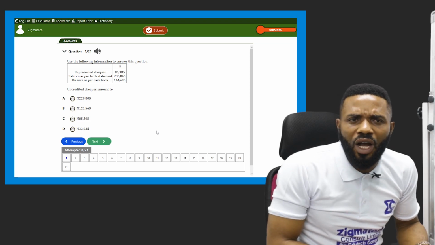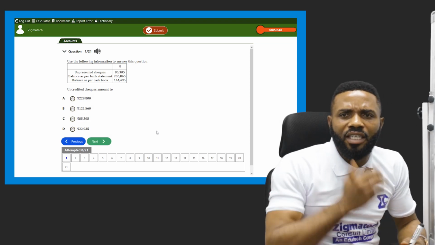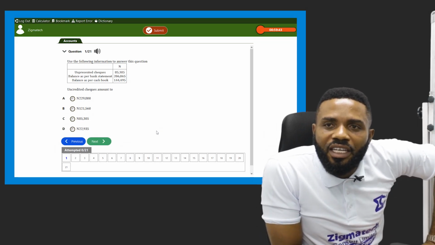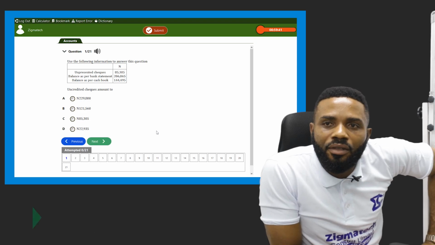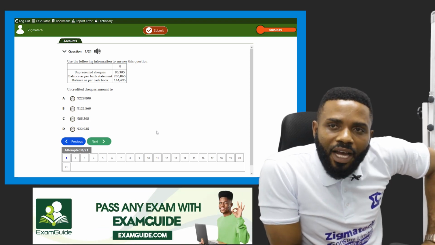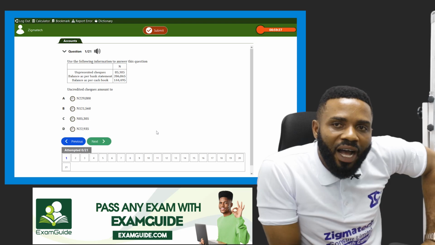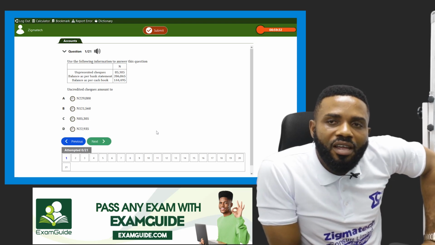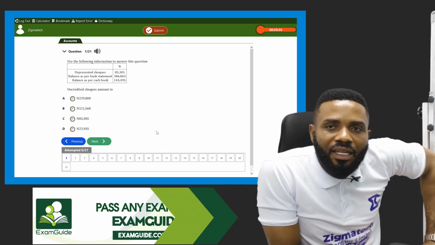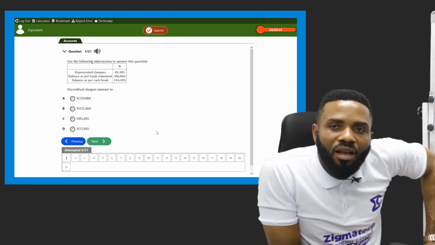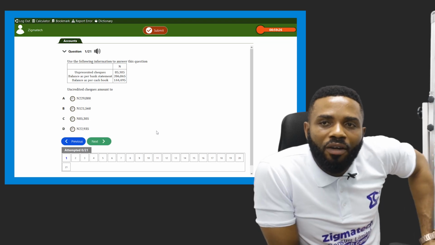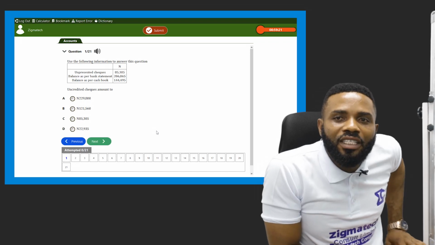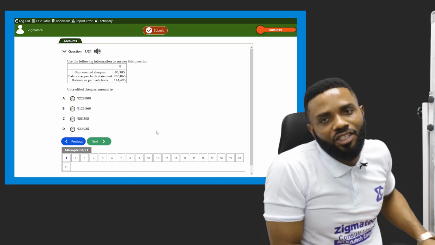following information to answer this question. Look at this table. They gave us unpresented check to be 85,305 naira. The balance as per bank statement is 206,865, and then balance as per cash book is 144,495. They don't say uncredited check amount to dash.